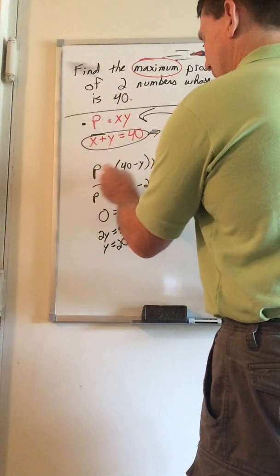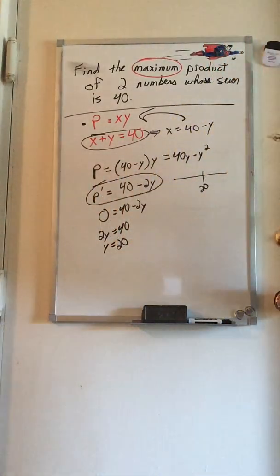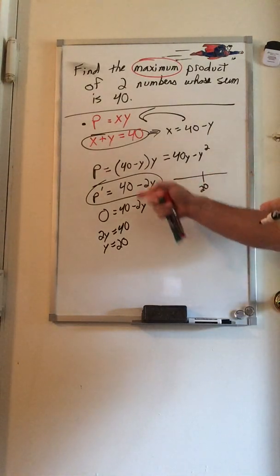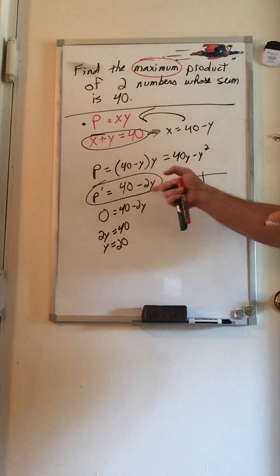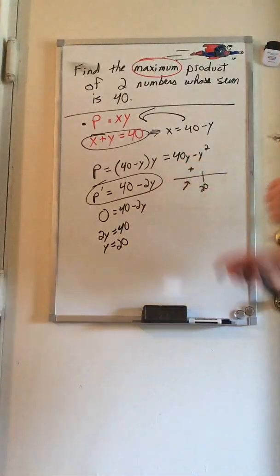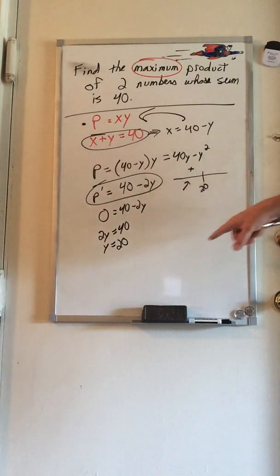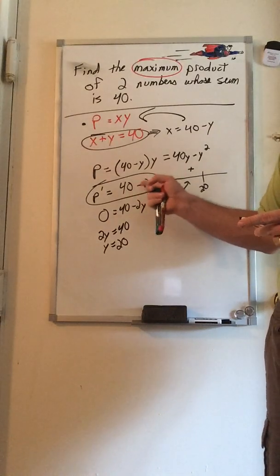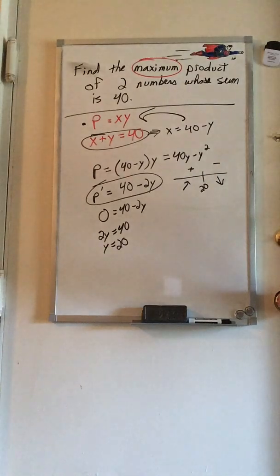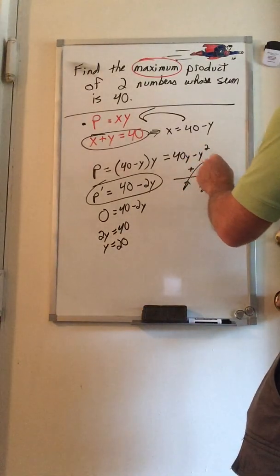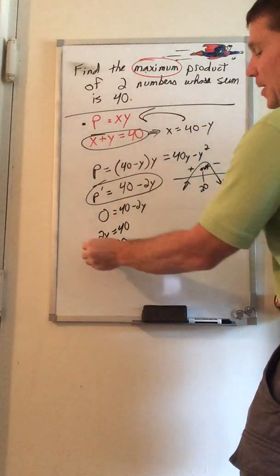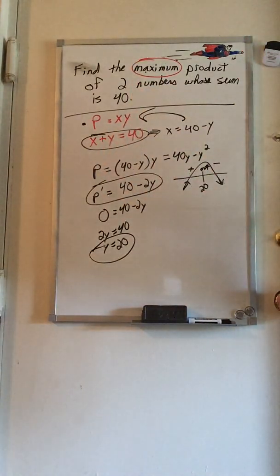If we do that really quickly, here's my derivative right there. If I pick something to the left of 20, say 10, 2 times 10 is 20, 40 minus 20 is 20, that's positive, so I'm increasing. If I pick something bigger than 20, say 30, 2 times 30 is 60, 40 minus 60 is negative 20, that's negative, so it's going down. Which means the function increases then decreases, so this is a maximum, which is what I was looking for. So that's the y that I actually care about.